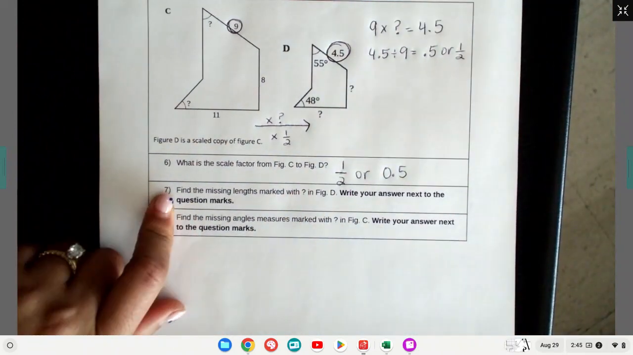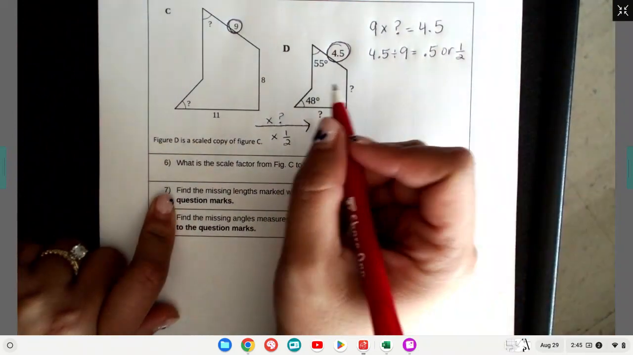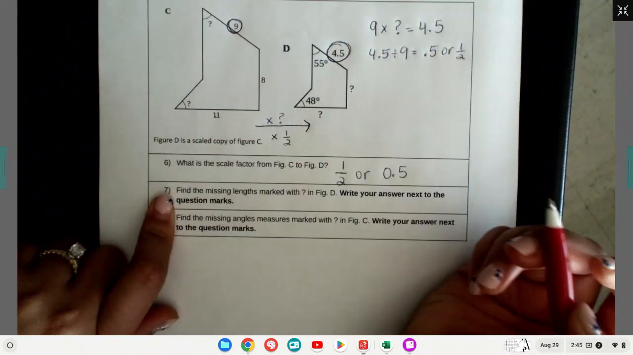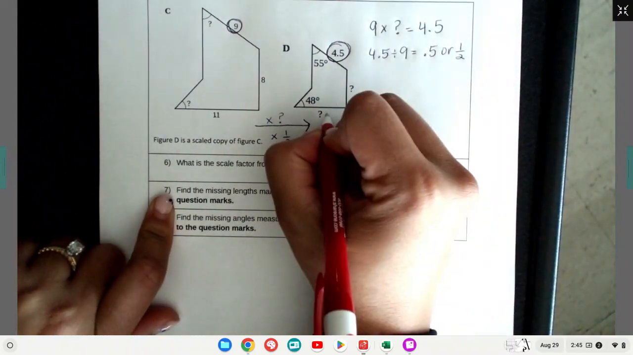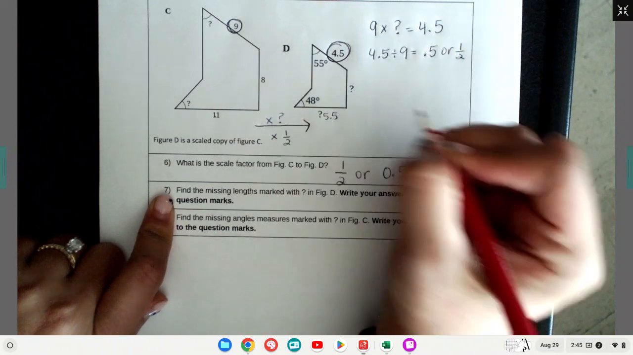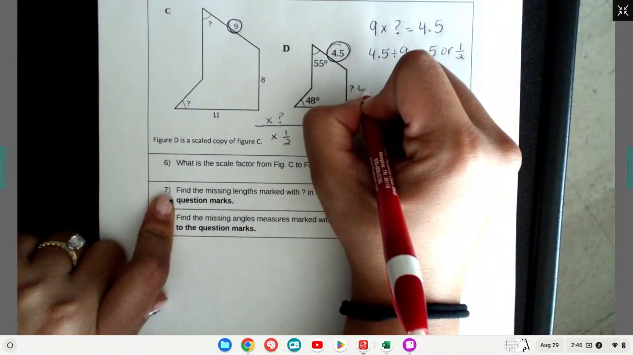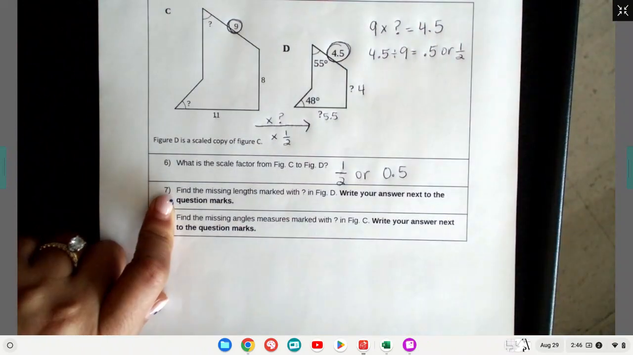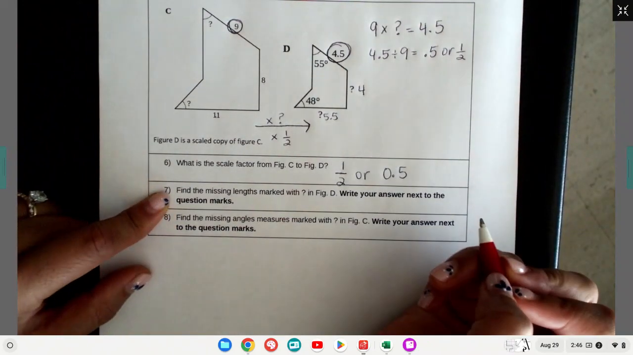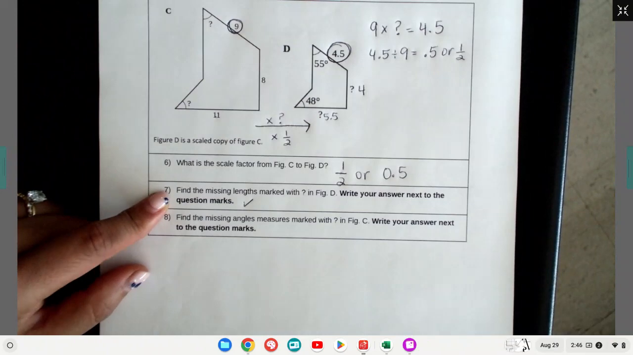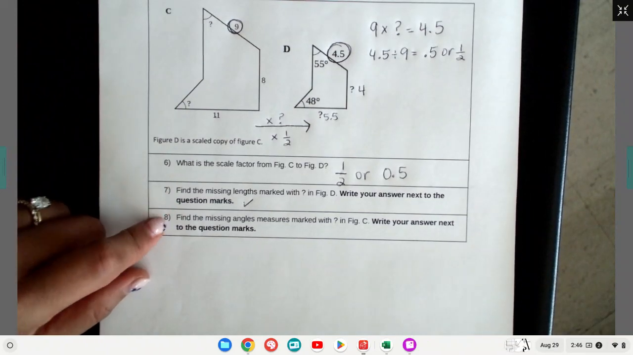And then I'm going to find the missing lengths. So if I take 11 and I multiply it by 1/2 in my calculator, that's going to get me an answer of 5.5. If I do 8 and multiply it by 1/2, it's going to give me an answer of 4. And that's all the missing measurements. So I'm going to put a check here because I know I've completed it. And then I'm going to look at the last question.